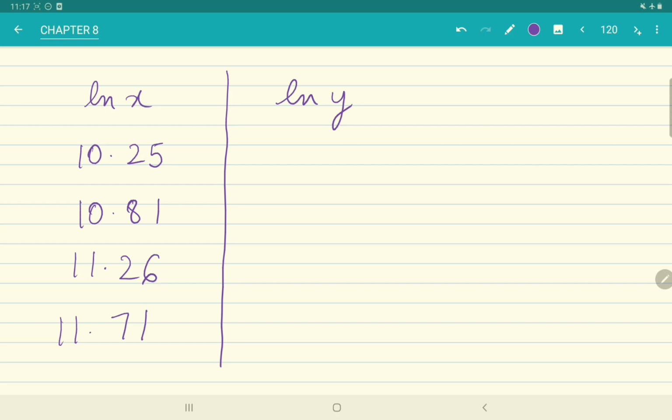If I take up ln y, that means I first take up ln 664, so that's going to be 6.50. Then I take up ln 1028, that is 6.94. Then ln 1501, so it's going to be 7.31. Then ln 2010, which is 7.61. So I have this table for the relation between ln x and ln y.